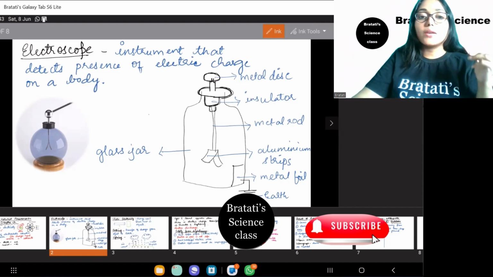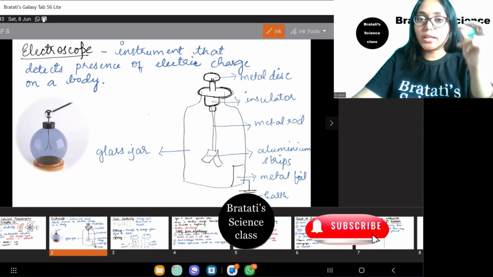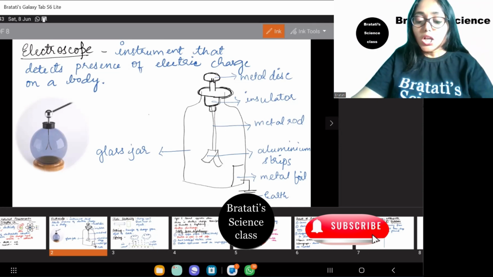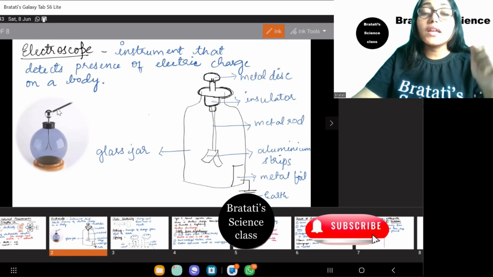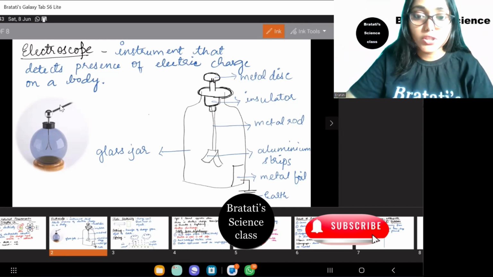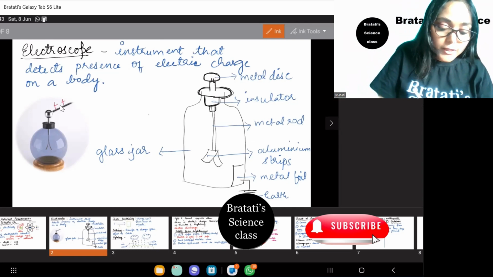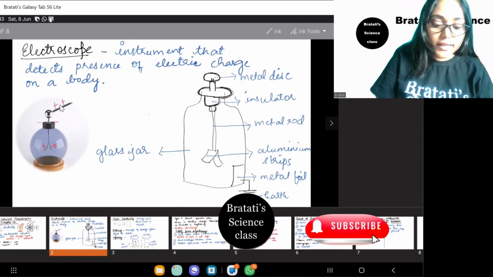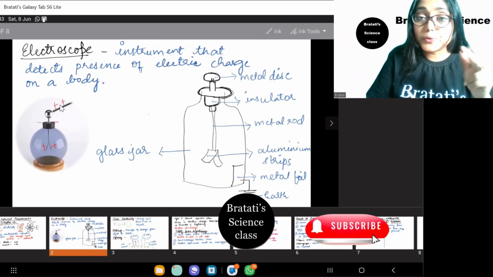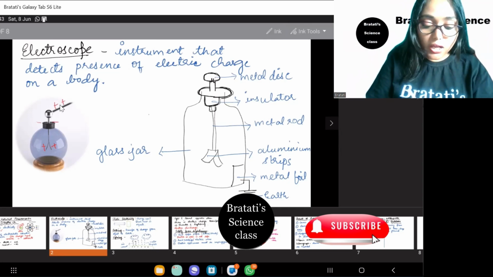Now let's see how to detect the presence of a minute amount of electricity or charge in any object or body. What we will do is bring a rod or metal that is, suppose, positively charged. If it is positively charged, this part will be the negative charge and this part will be the positive charge. As we know, opposite charges will be attracted. So the nearby charge is the opposite one, and the far away charge in the aluminium foil is the similar charge.